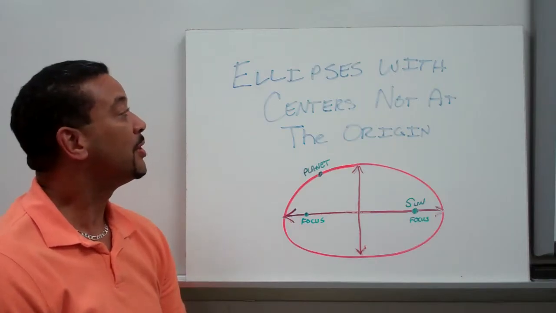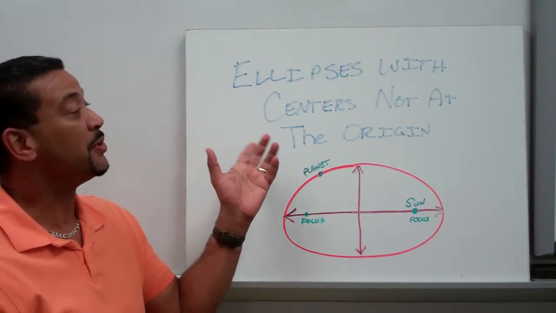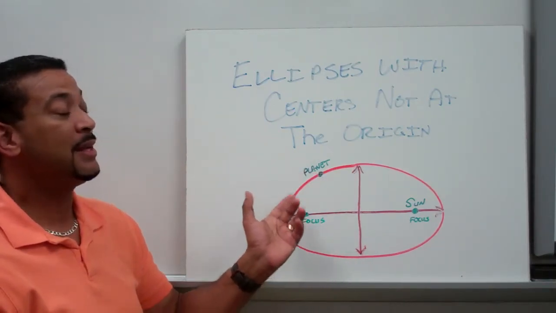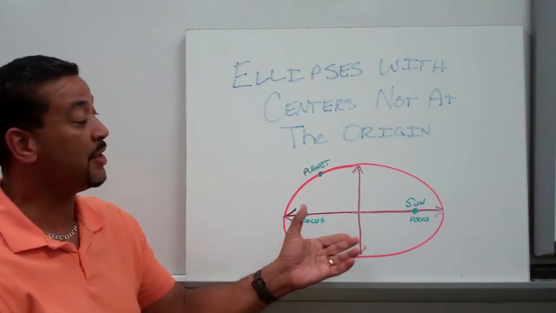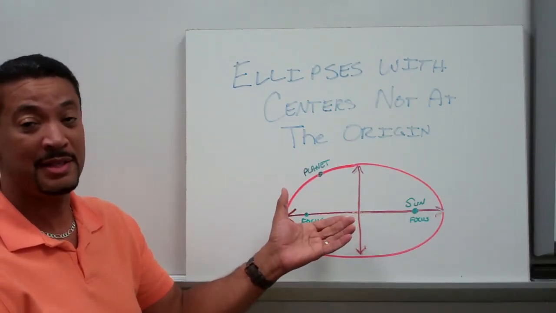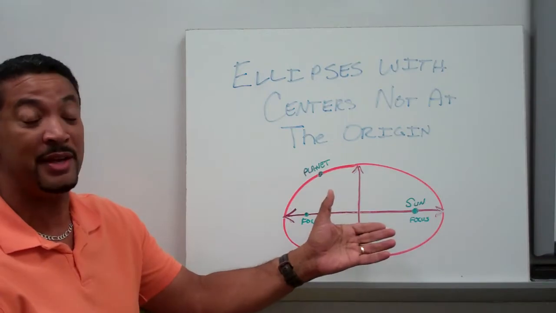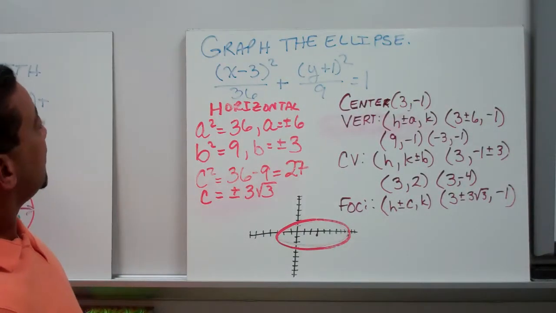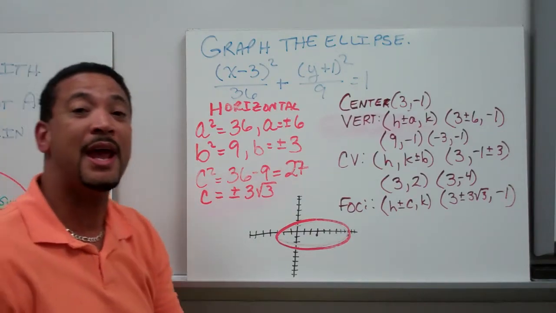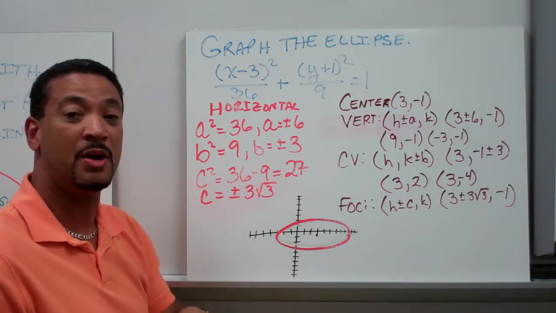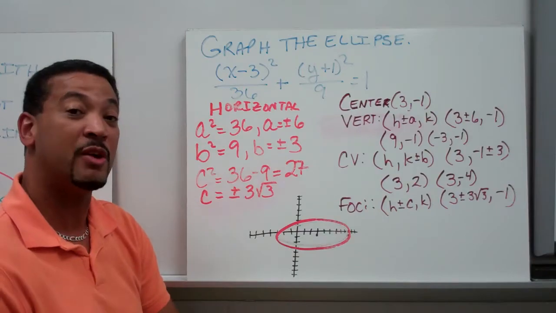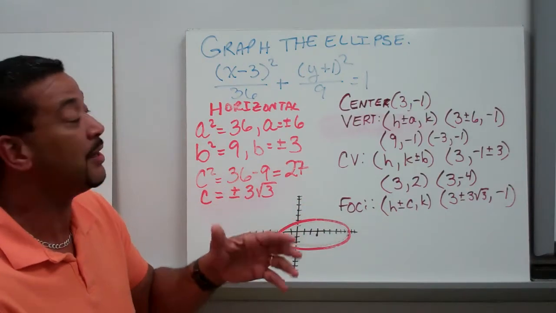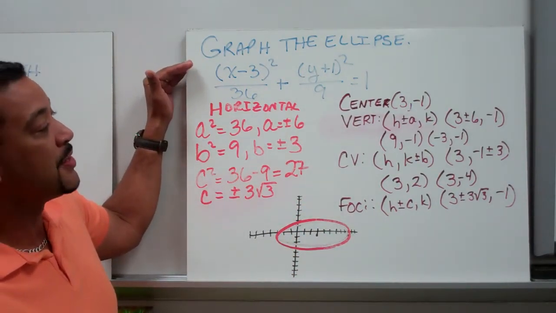Alright class, what we're going to be looking at today is ellipses with a center not at the origin. You can see a real life representation of this with, for instance, the orbits of the planets around the sun. They're all elliptical. So, let's get started. Make sure you have the notes on the equations of the standard forms of ellipse, because that's going to help you a lot here. So we're going to graph this ellipse.